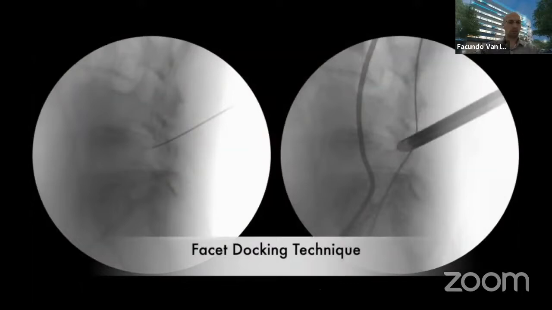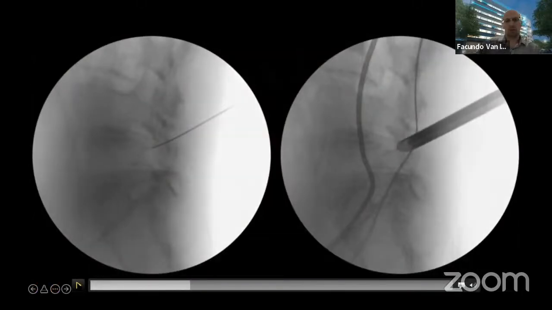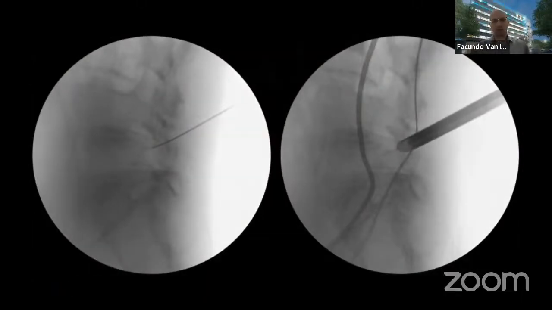So look at this. This is the axis. I think this is a really nice way to approach a troublesome foramen. We go into the SAP.